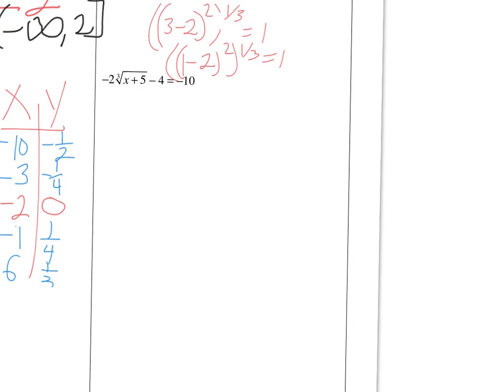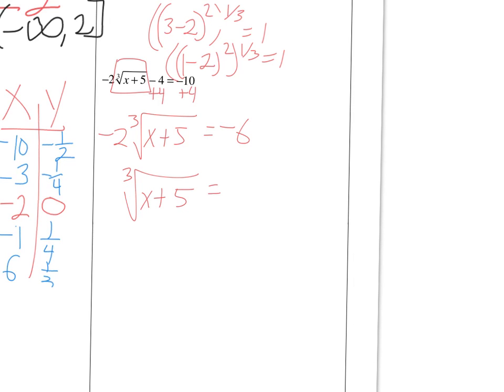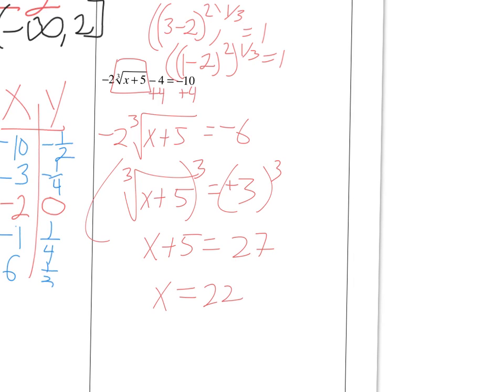Next one, let's get that cube root piece by itself. Plus 4, plus 4: negative 2 cube roots of x plus 5 is equal to negative 6. Divide both sides by negative 2, and we get the cube root of x plus 5 is equal to positive 3. I'm going to cube both sides. x plus 5 is going to be equal to 27, which means that x is 22.